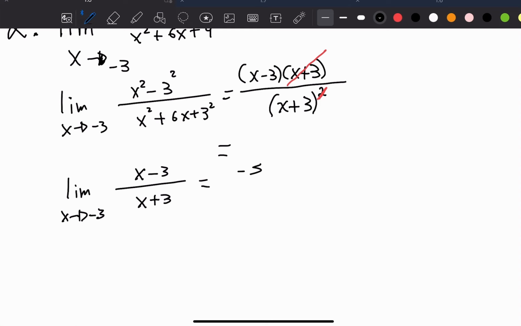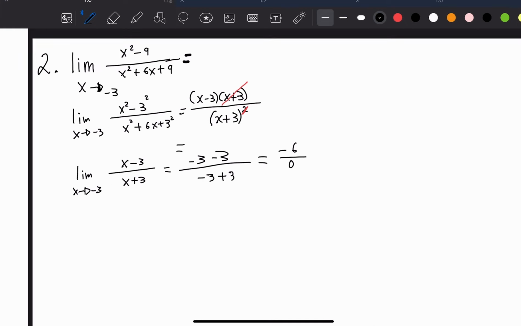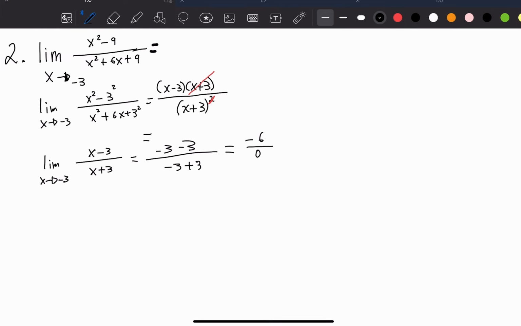I get negative 3 minus 3 over negative 3 plus 3. Here, I have negative 6 over 0. You see what happened in this case? What happened again is that I still have a 0 in the denominator. So when this happens, I will say that the limit does not exist. You see?